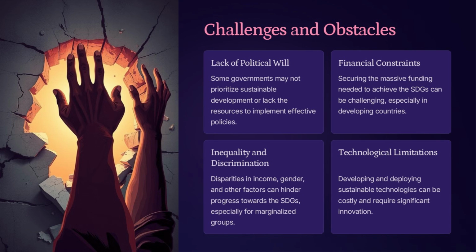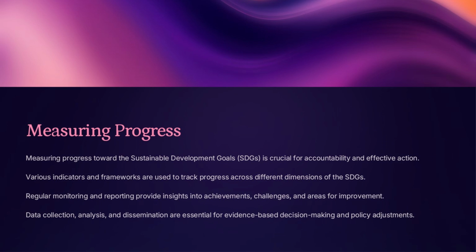Another obstacle is financial constraints, especially in developing countries, where securing the massive funding needed to achieve the SDGs can be extremely challenging. Inequality and discrimination, such as disparities in income, gender, and other factors, can also hinder progress towards the SDGs, particularly for marginalized groups. Technological limitations, including the high costs and need for significant innovation to develop and deploy sustainable technologies, pose another significant challenge. Measuring progress towards these goals is crucial for ensuring accountability and driving effective action.